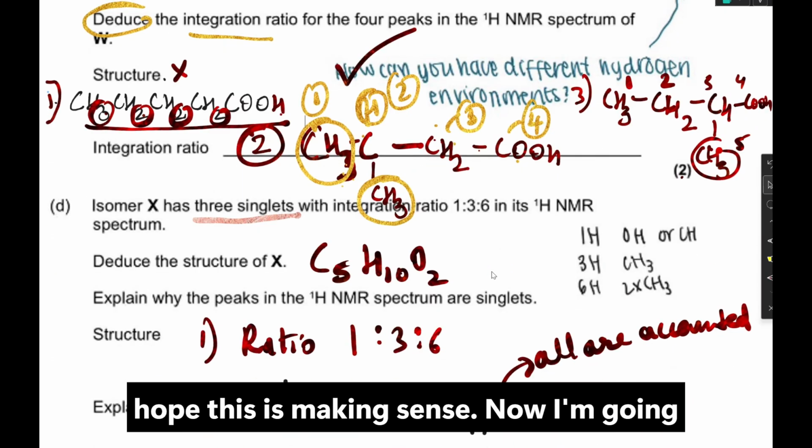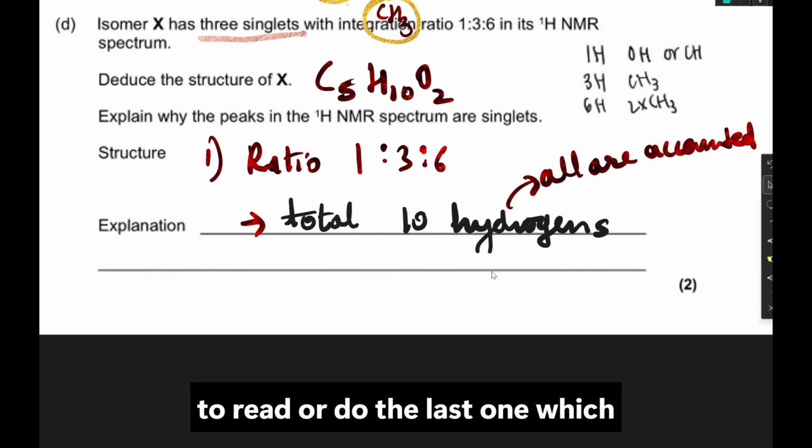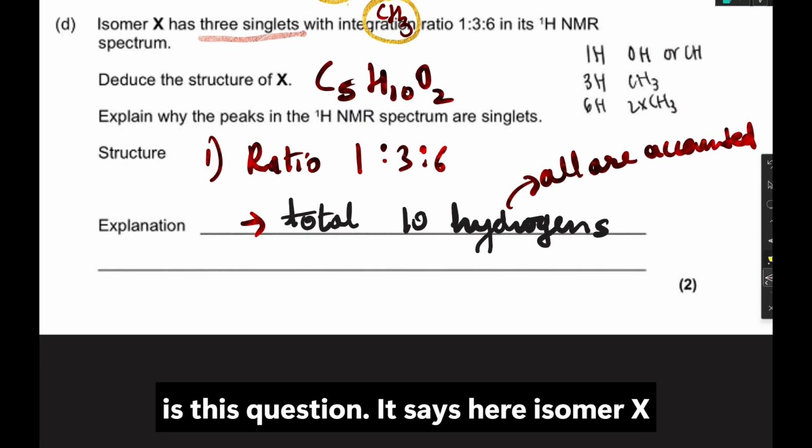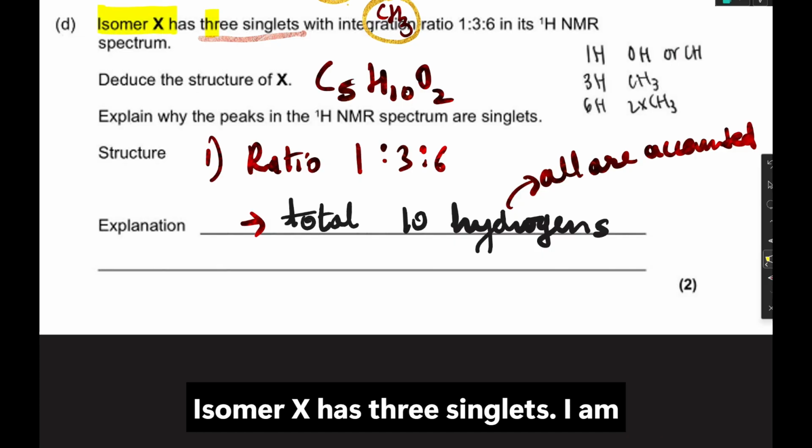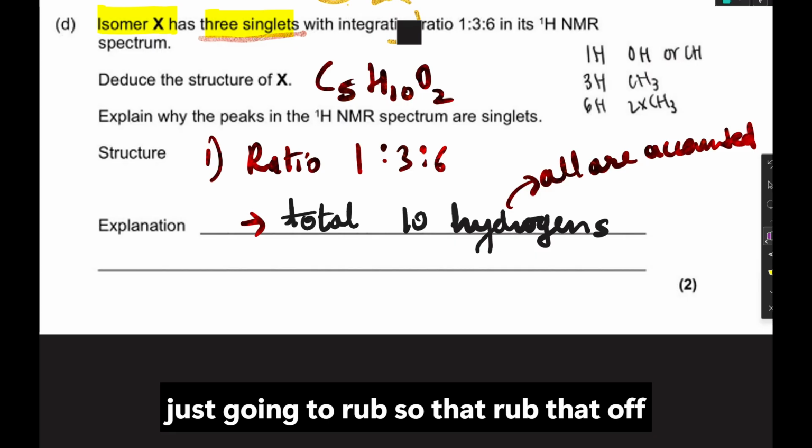Now I'm going to do the last one, which is this question. It says here, isomer X has three singlets. I'm just going to rub that off so that we can see it clearly.